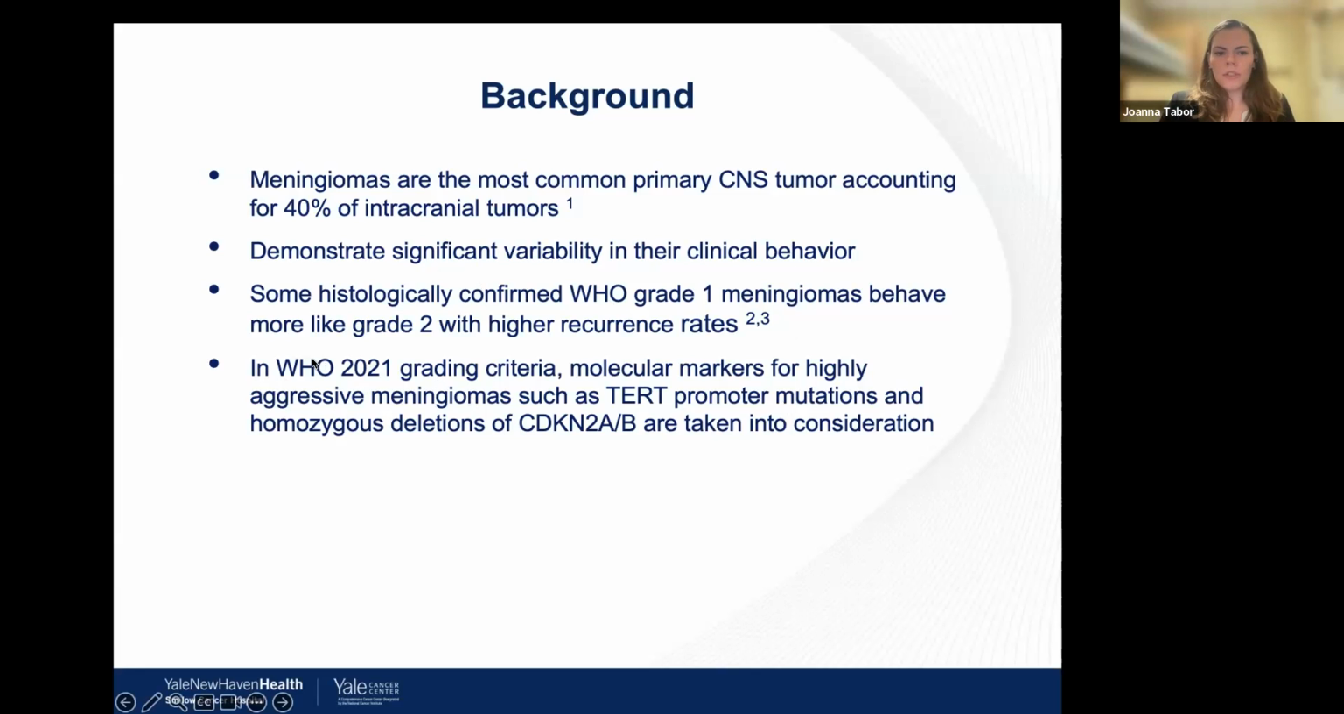Recently, the WHO 2021 grading criteria now includes genomic information for classification of meningiomas, such that TERT promoter mutations and homozygous lesions of CDKN2A and B are now enough to classify meningioma as grade 3.